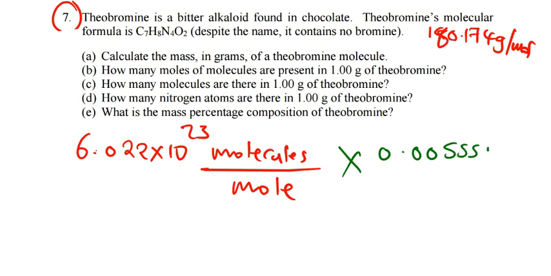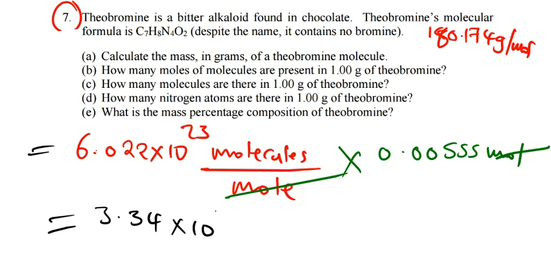0.00555 moles. So the moles we get to divide. Then we multiply Avogadro's constant by 0.00555. I'm getting 3.34 times 10 to the power 21 molecules.